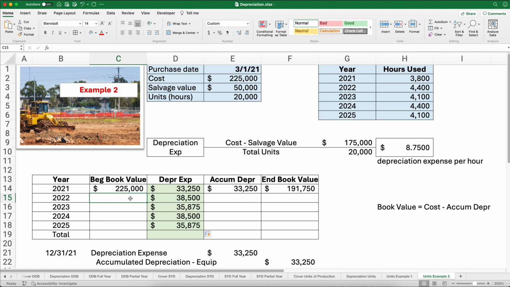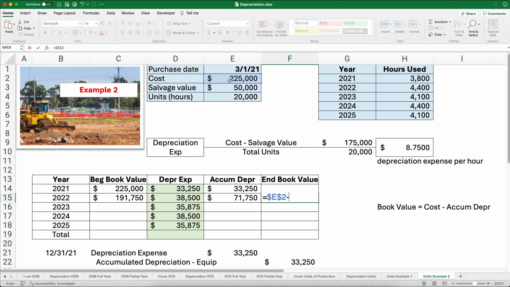So here's how we do the second year. The book value is going to be that previous ending book value. The accumulated depreciation will be 33 plus the current year. And then the ending book value is going to be the original cost, $225,000, make it absolute, minus the $71,000. Now, what is our total depreciation expense? What do we want it to be? Well, it's going to be our depreciable base of $175,000.